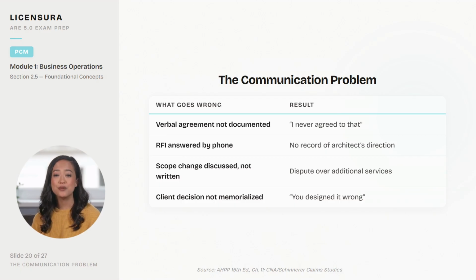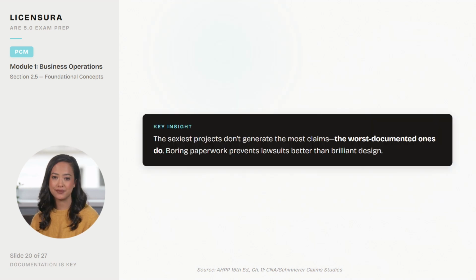Here's the key takeaway from all this data, and it's one worth really internalizing. It's not the most complex projects that generate the most claims. It's the worst documented ones. Good paperwork prevents lawsuits more effectively than good design. That confirming email you send after a phone call? From a risk management perspective, it's more valuable than the time you spend perfecting a detail.